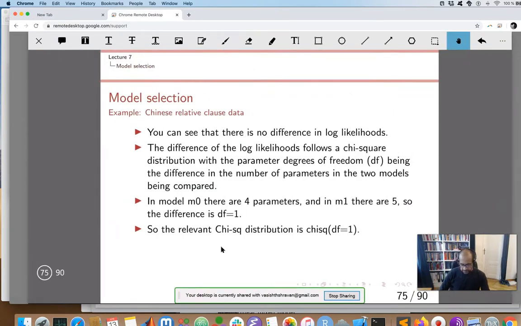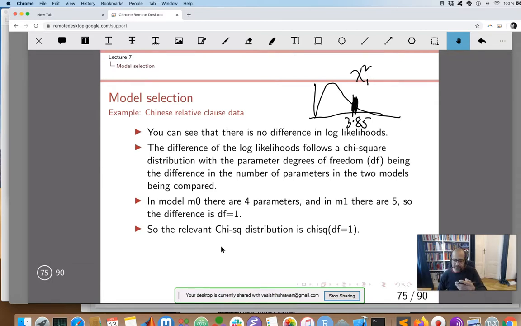Okay, so now you can see that there's no difference in the log likelihoods when I do the model comparisons. As I mentioned some time back, when I have a difference of 1 degree of freedom between the two models, there's only one extra parameter. This follows a chi-square distribution with 1 degree of freedom, and that distribution looks something like this. And the critical cutoff point is 3.85 in the chi-square distribution. So what I want to know is whether minus 2 times the difference in log likelihood is bigger than 3.85 or not. That's what I'm going to try to find out.